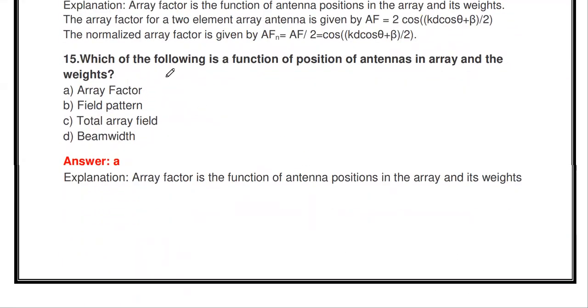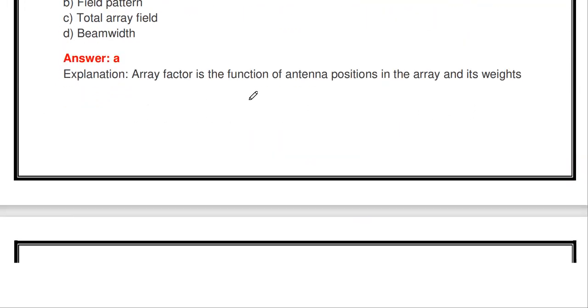The next one, which of the following is a function of position of antenna in array and the weight? The array factor is a function of antenna position in the array as well as its weight. So array factor is nothing but a function of the position of the antenna in the array as well as the weight.